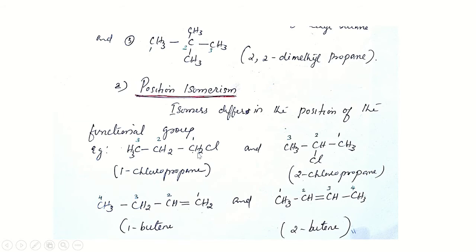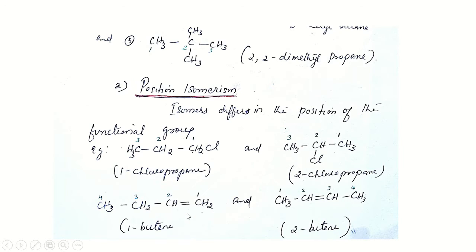In the first isomer, this chlorine is situated in the first carbon. But see here, this chlorine is situated in the second carbon, but the total number of carbon is not changed. That is 1, 2, 3, 3 carbon. Here also 1, 2, 3, total 3 carbon. So 1-chloropropane, and here 2-chloropropane.